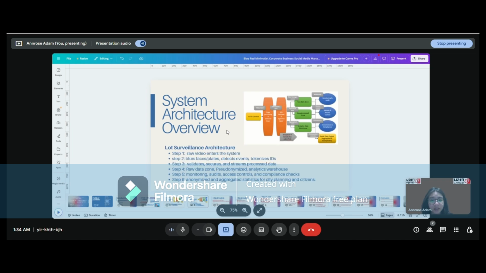For the lot surveillance architecture, the total steps that the architecture goes through is six. The first step includes the data collection, which is the CCTV cameras. The raw video enters the system and it blurs out faces and car plates, detects events, and tokenizes ID. Step three validates, secures, and streams processed data in the API gateway. In the API gateway, it sends data into the three main zones, which are the raw data zone, pseudonymized, and analytics warehouse.